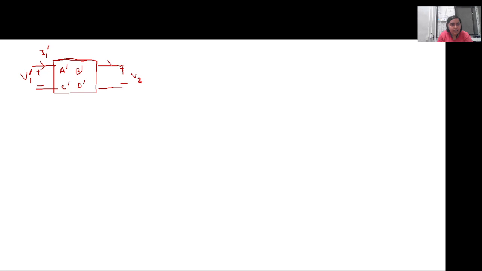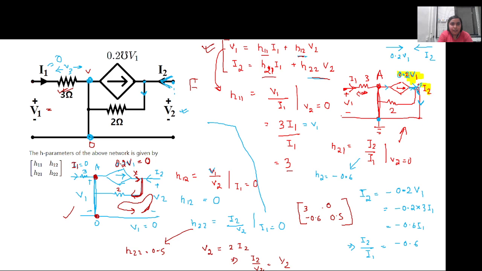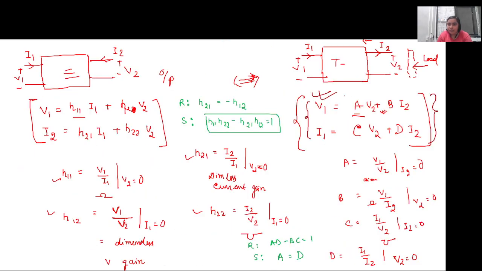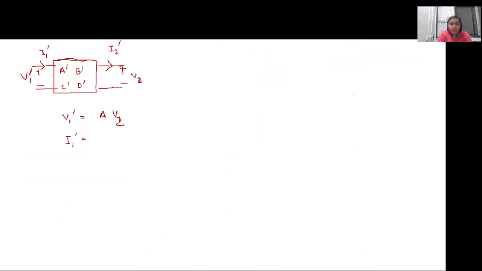These are ABCD parameters, and as in the case of the T network, the current I2 is coming out of the circuit. So the equation is written as V1 dash, the sending end voltage, and the sending end current, as we have seen at the start, in terms of A1 and V2, I guess you remember. These same equations I'm rewriting for the circuit: V1 dash equals A dash V2 plus B dash I2, and I1 dash equals C dash V2 plus D dash I2. So these are the sending end voltage and current in terms of the receiving end voltage and current. This is for the first network.